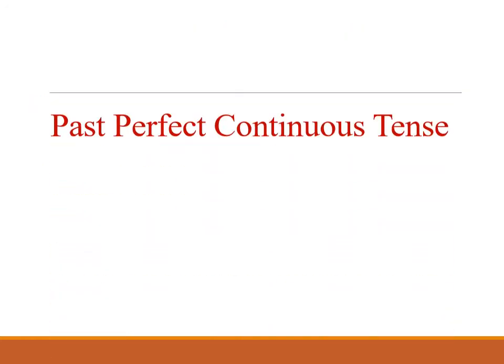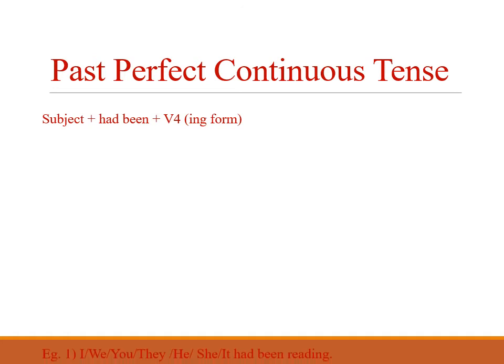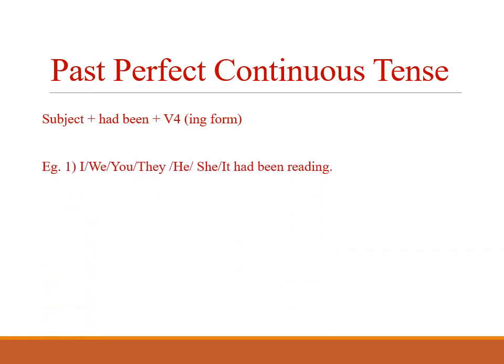Now coming to past perfect continuous tense, what is the form? Subject plus had plus been plus verb fourth form. What is verb fourth form? Verb plus ing. Example, I had been reading. I had not been reading.